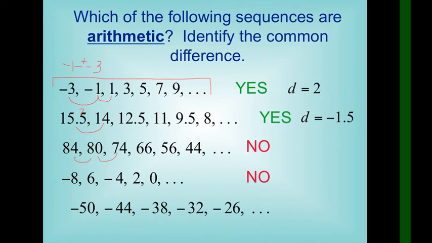Okay, and finally, we have negative 44 and negative 50. So, negative 44 minus negative 50 is positive 6, I think. And then negative 38 minus negative 44 is, again, positive 6. Negative 32 minus negative 38, again, it's positive 6.